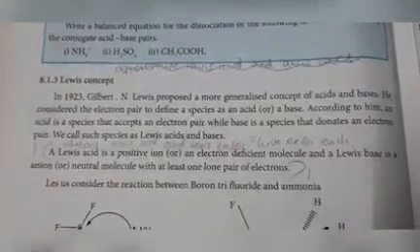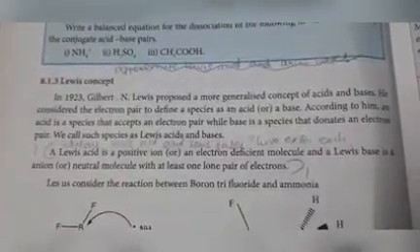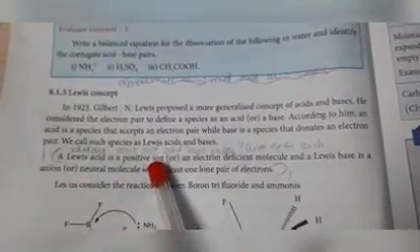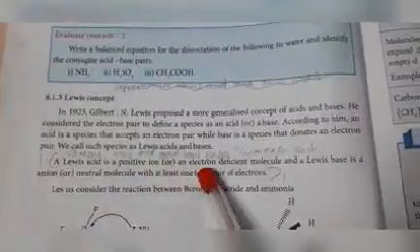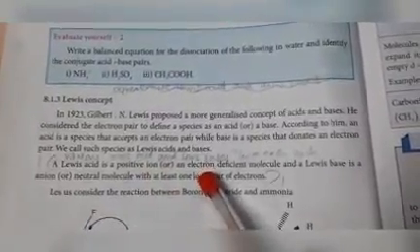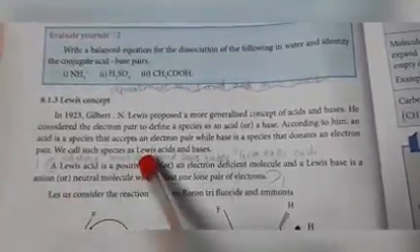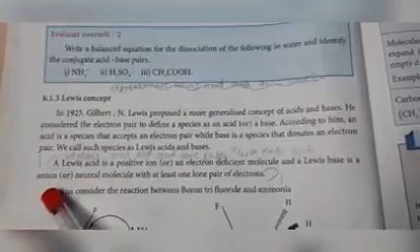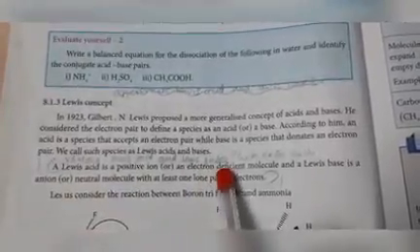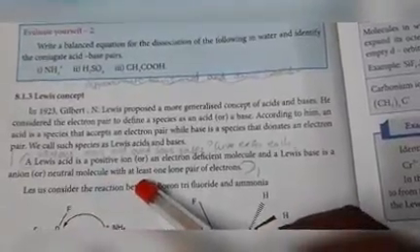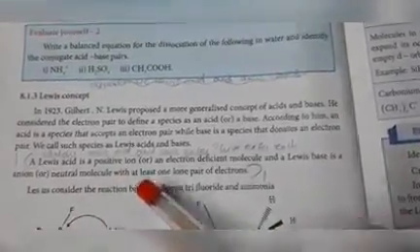A Lewis acid is an electron deficient molecule or a positive ion. Positive means, as we already know, electron deficient. A Lewis base is a negative ion, an anion, or a neutral molecule with at least one lone pair of electrons. This is the positive ion, this is the anion. This is the electron deficient molecule, this is the neutral molecule.